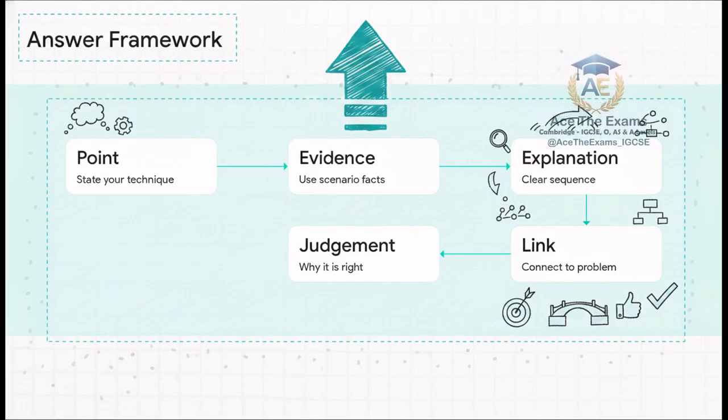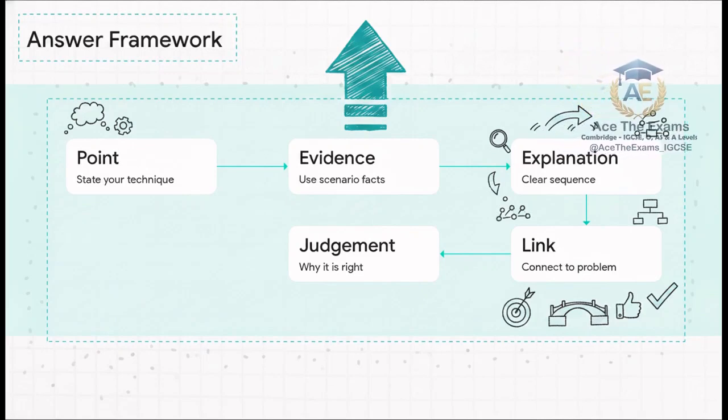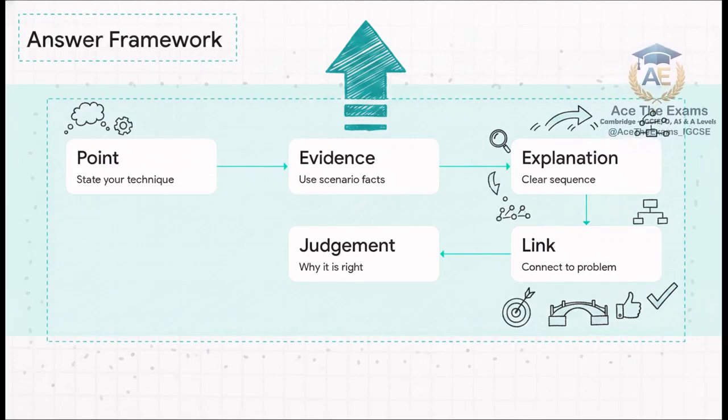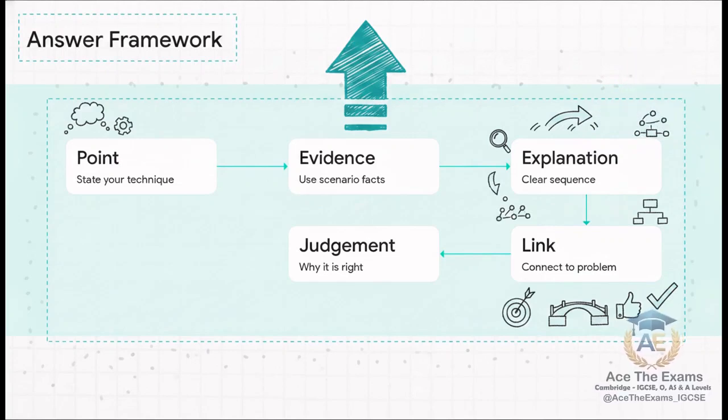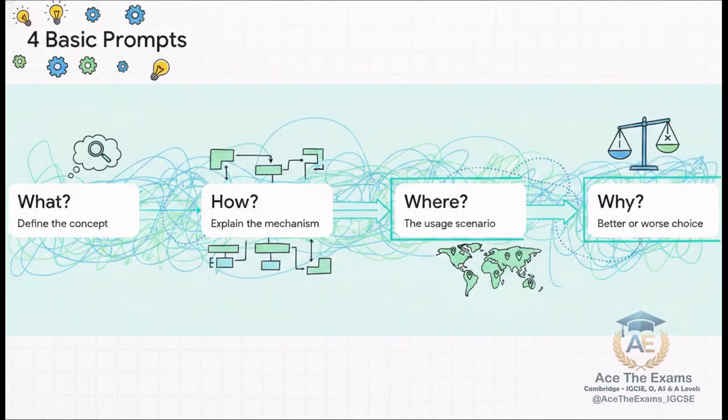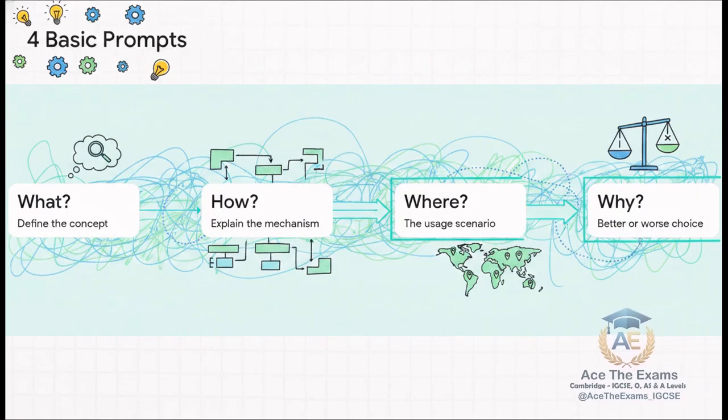Point, evidence, explanation, link, and judgment. State your technique, provide evidence from the scenario, explain the clear sequence of how it works, link it directly back to the problem, and finally make a judgment on why it's the right choice. This literally forces you out of those generic textbook answers and directly into scenario reasoning. To hardwire this into your brain, use these 4 basic prompts for literally any data concept.